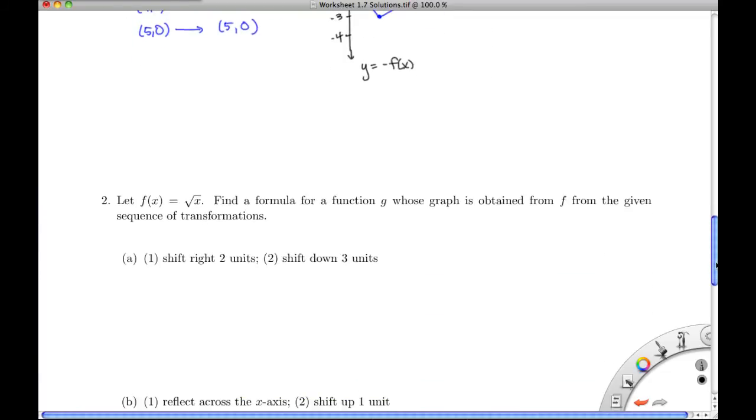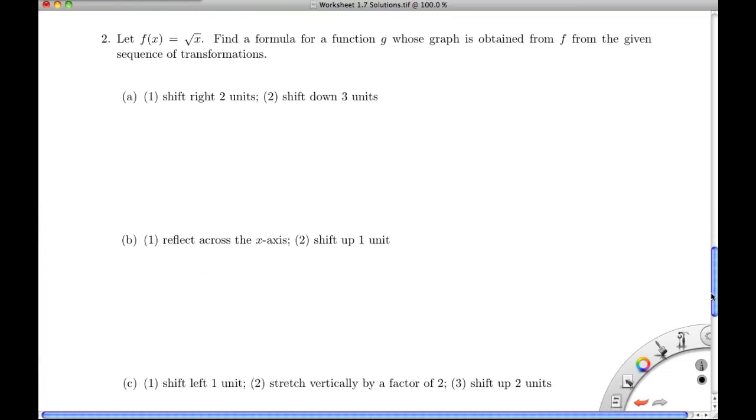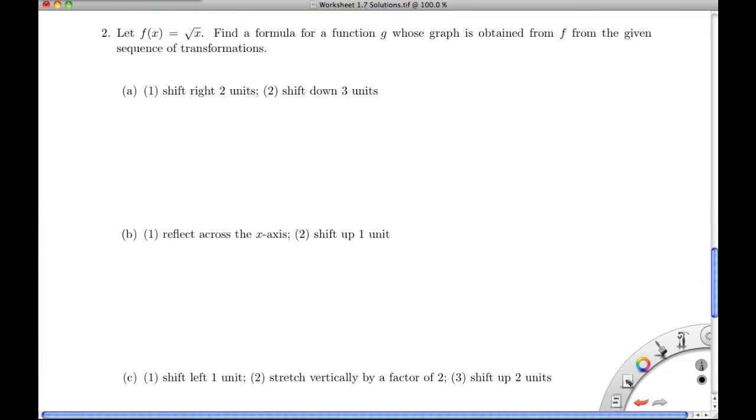Okay, so next we're going to try a problem where we're actually coming up with a formula given particular prescribed transformations that we're asked to do. So for all of these, we're going to start with a baseline function of f of x is equal to the square root function, square root of x. And we're going to find the formula for a new function that reflects each of these transformations in a, b, and c. So let's start with part A.